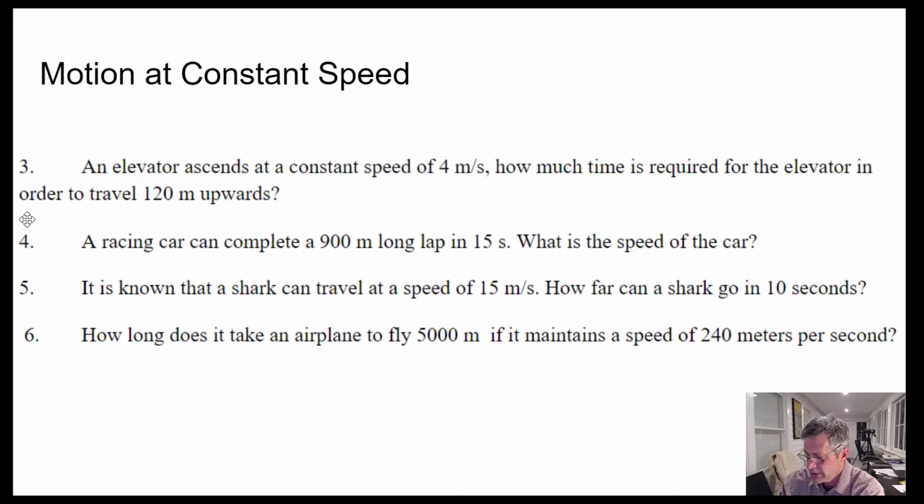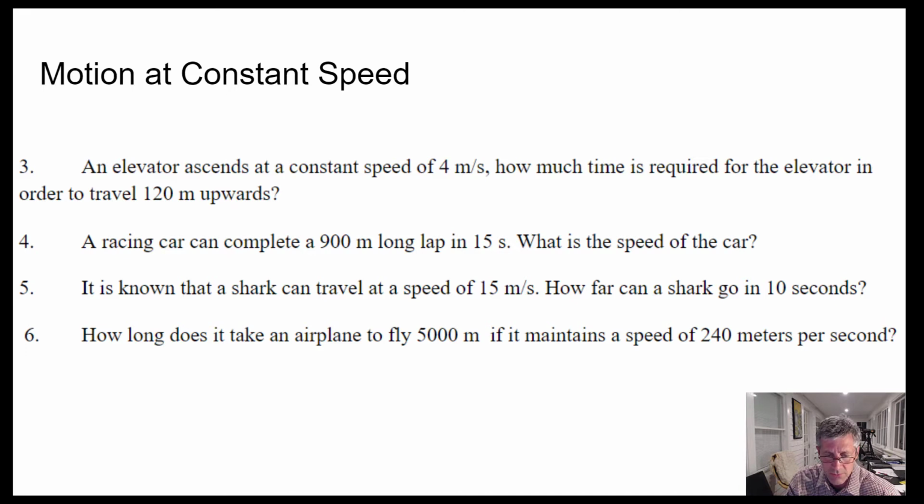An elevator is going to ascend at a constant speed. So my velocity is going to be 4 meters per second. How much time is required for the elevator to travel 120 meters? So my change in displacement is going to be 120 meters. And the thing I'm interested in is time. Right? So this is what it looks like.